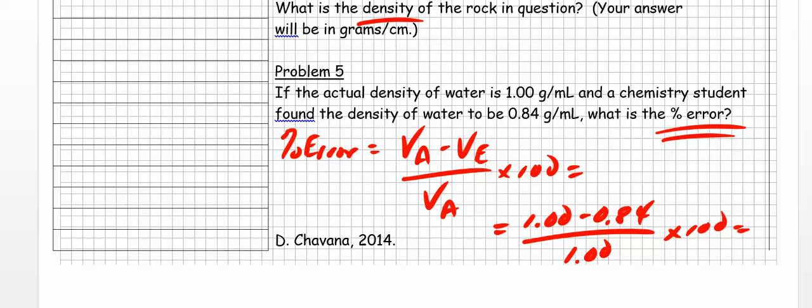So on the calculator, we're going to say 1.00 minus 0.84. I'm getting 0.16. I'll divide that by 1, which of course is 0.16. Then multiply that by 100, and we get 16%. And that's our experimental error in this density problem.